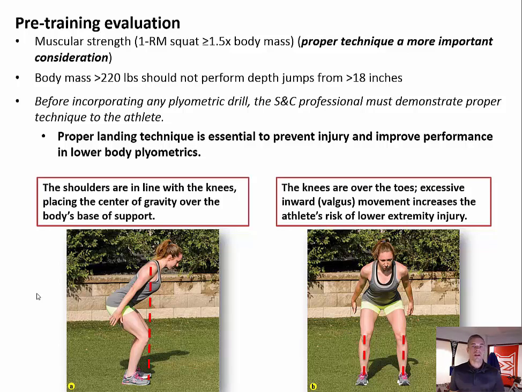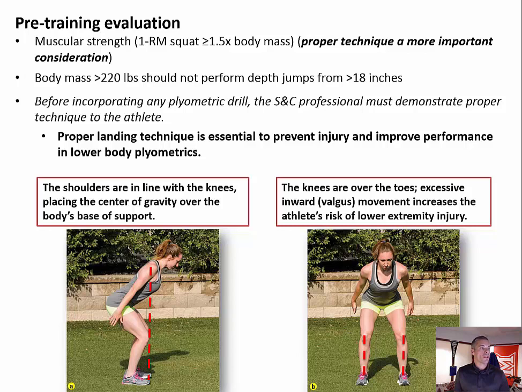So let's talk about some components that may make up the pre-training evaluation. Initially, it was suggested that muscular strength be an important component here, meaning that only athletes who can squat more than 1.5 times their body mass should perform plyometric exercises. However, we now appreciate that proper technique is a much more important consideration as opposed to muscular strength. For those heavier athletes that weigh greater than 220 pounds, it's recommended that they not perform depth jumps off of a box from greater than 18 inches in height.